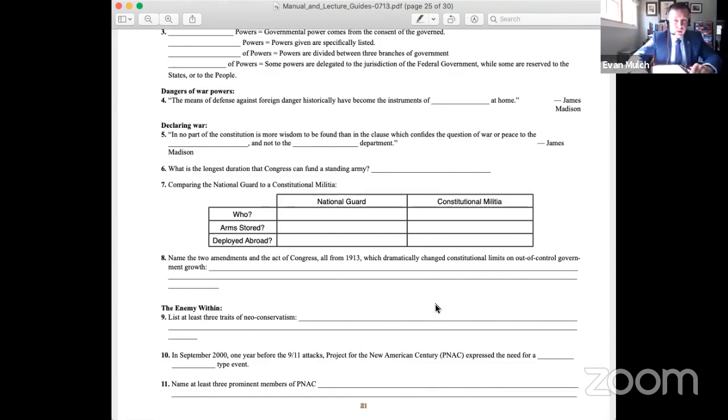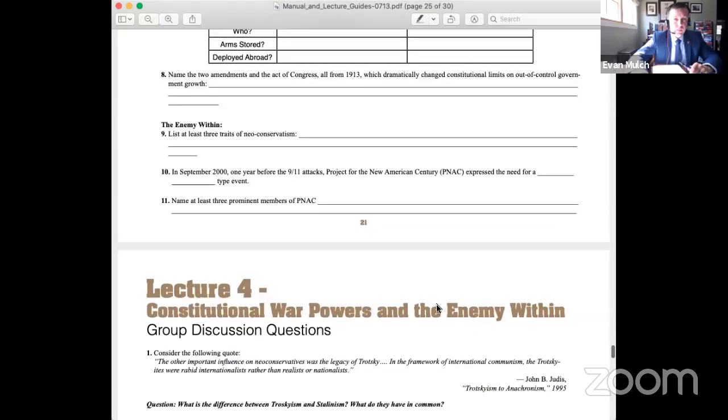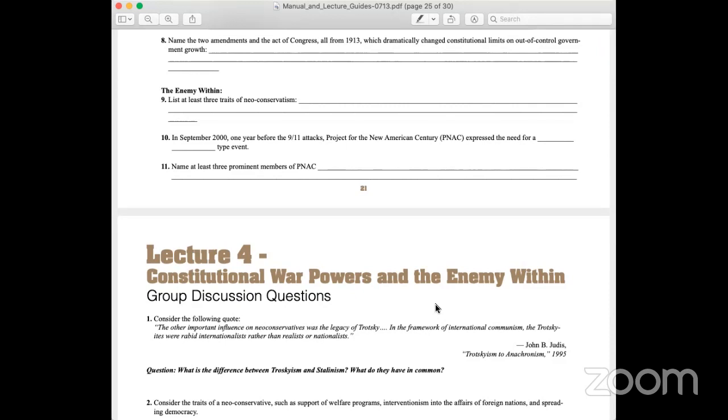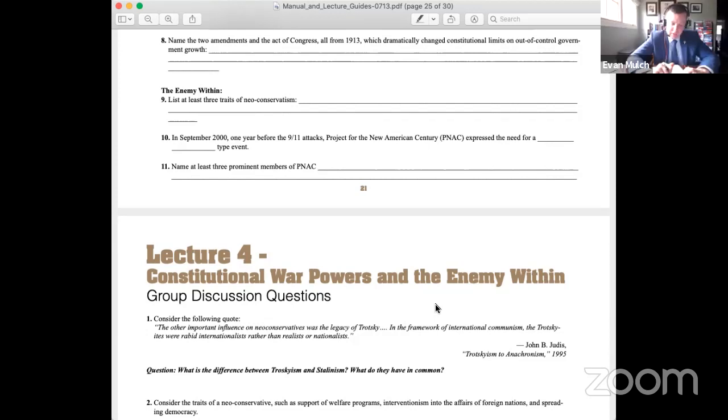So anyways, name the 2 amendments and the Act of Congress, all from 1913, which dramatically changed constitutional limits on out of control governmental growth. Can't do it. Don't know. The 16th and 17th Amendments are the 2 amendments, and then the Federal Reserve Act of 1913. Okay.